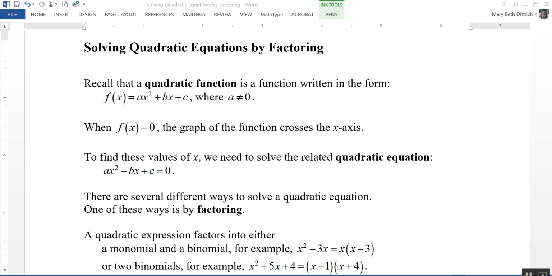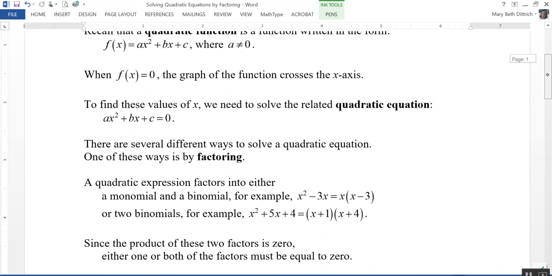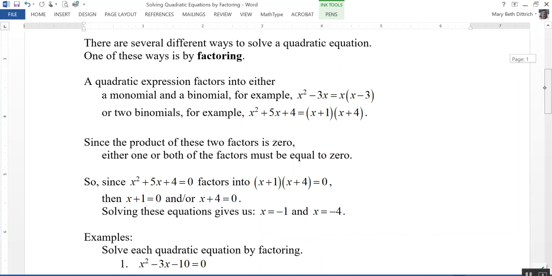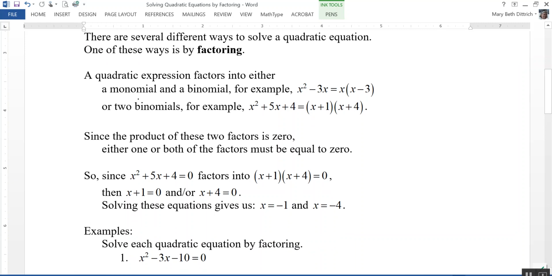There are several different ways to solve a quadratic equation. One of these is by factoring. So you'll recall that a quadratic expression factors into either a monomial and a binomial. For example, the quadratic x² − 3x factors into x times the quantity x − 3. Or it can factor into two binomials. So for example, x² + 5x + 4 factors into (x + 1)(x + 4).